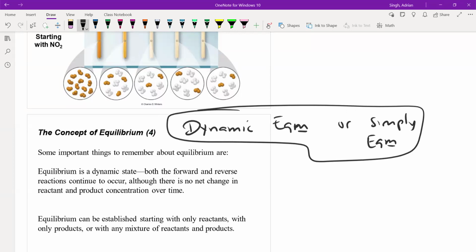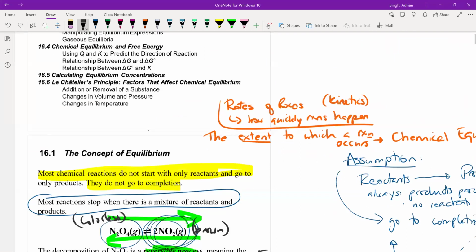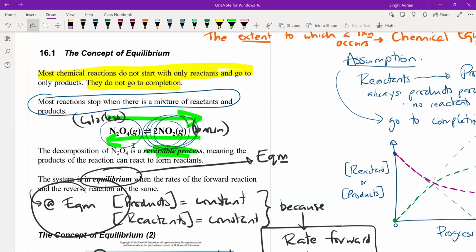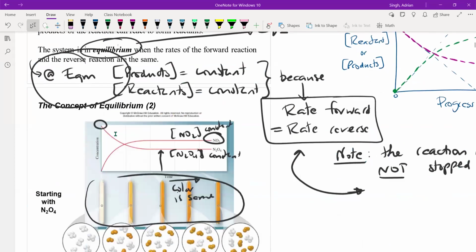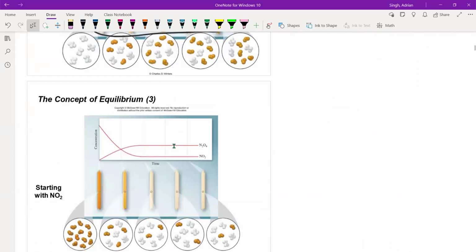Now, the example that's shown up here, we can start with either, because it's a reversible process. We can start with just reactants, and we'll see that the concentration of NO2 increases, concentration of N2O4 decreases. We could also start with only products. So for instance, we could start off this procedure here by having just a bunch of NO2, and we'll see the same thing occurring.